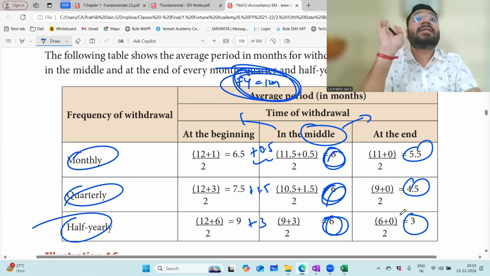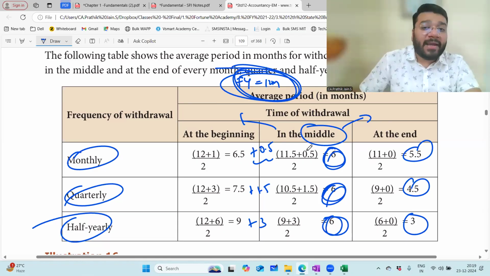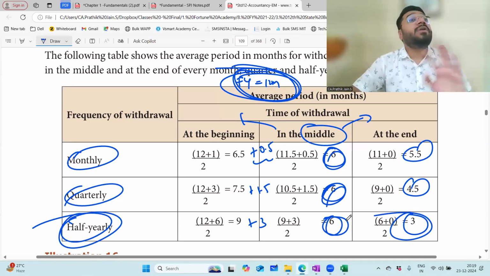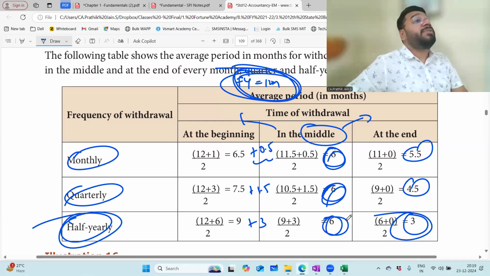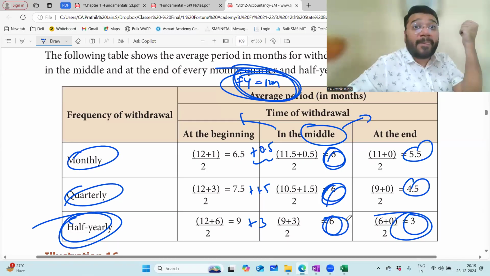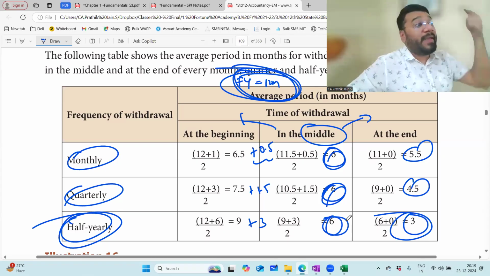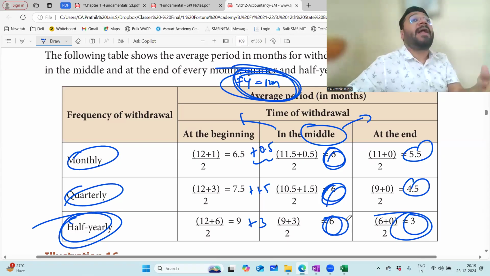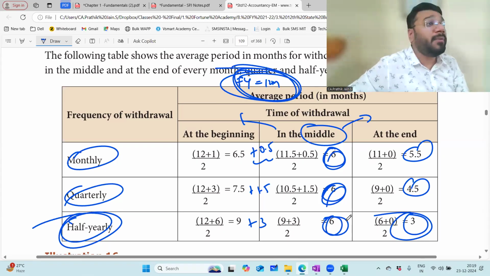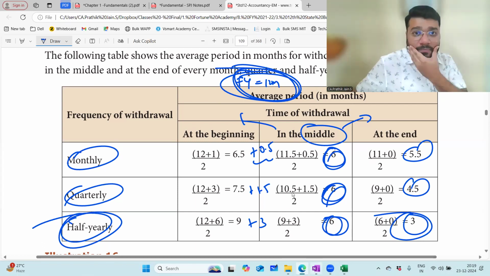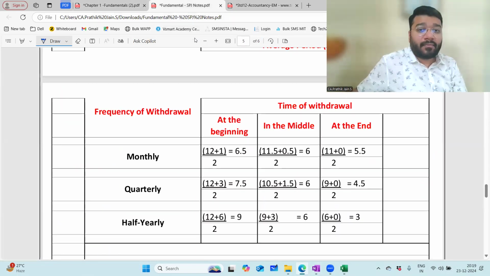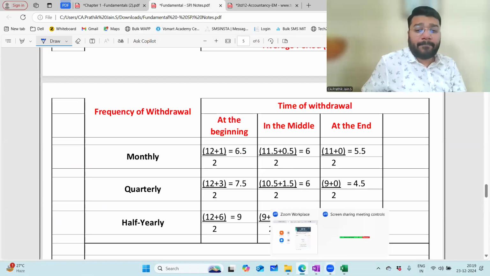If the same question comes as MCQ, what is the average period? What is the average period for half-yearly withdrawal at the end? Don't sit and calculate in the exam for MCQ questions. Instantly you have to give the answer. So to be instant in the examination, all this practice is required is what I'm trying to say. Any problem? No, sir.